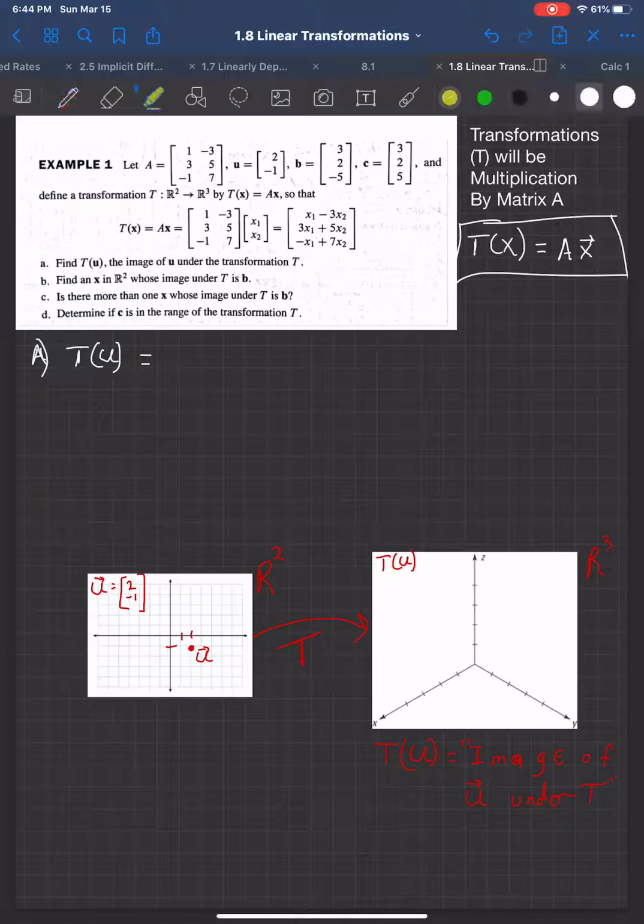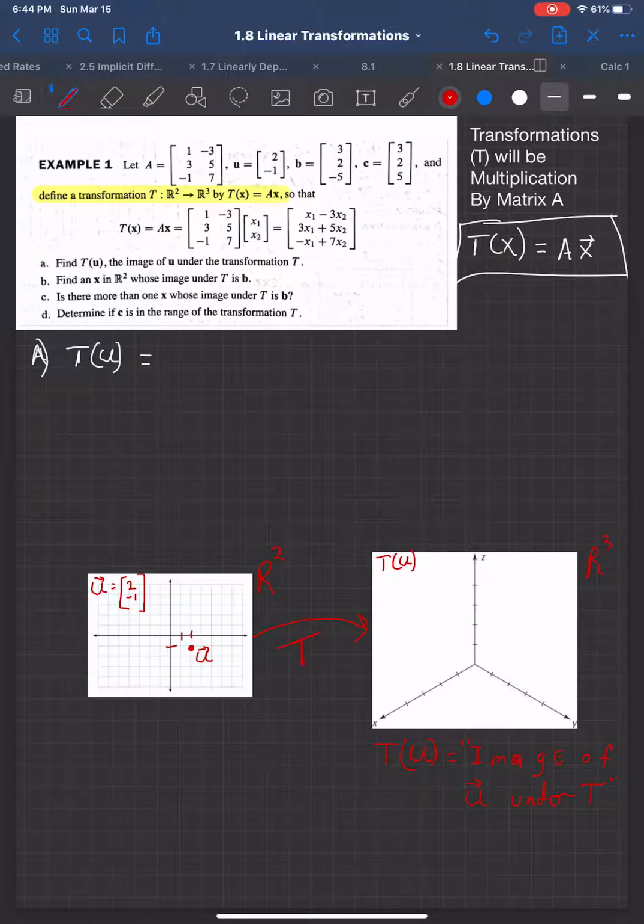And we are going to define a transformation from R2 to R3 by the following. T of x is equal to Ax. So matrix A multiplied by some vector x. All right, now, this is a multiple part question. So let's start with part A.